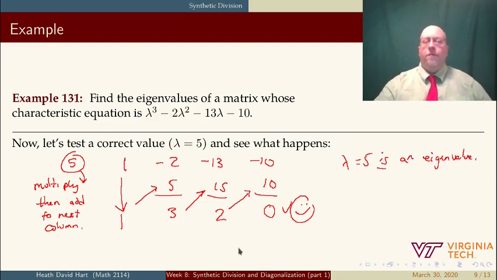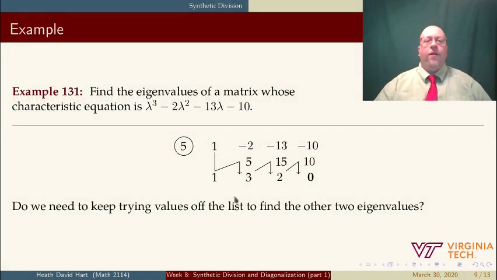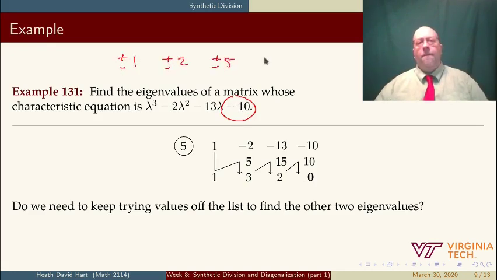This table is summarized right here on the next page. We said at the beginning of this process that negative 10 gave us these values to test. And we tried positive 2, and that didn't work. And we tried positive 5, and that did work. Do we need to keep trying all of the other values that are on the list? And the answer is no.